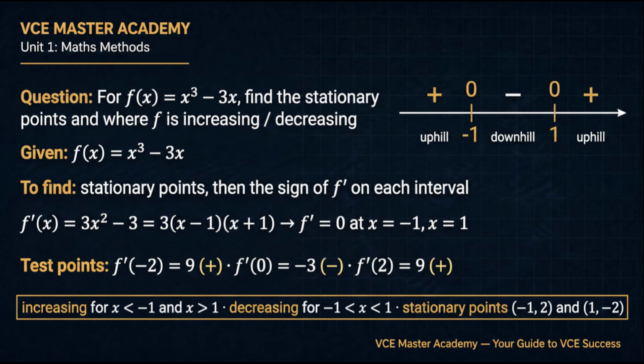Read it left to right. Uphill until -1, downhill between -1 and 1, uphill after 1. And the stationary points themselves, from the original function, never the derivative. F of -1 is -1 plus 3, which is 2. F of 1 is 1 minus 3, -2. A hilltop at -1, 2, and a valley at 1, -2. Box it. Sign diagram first, story second.